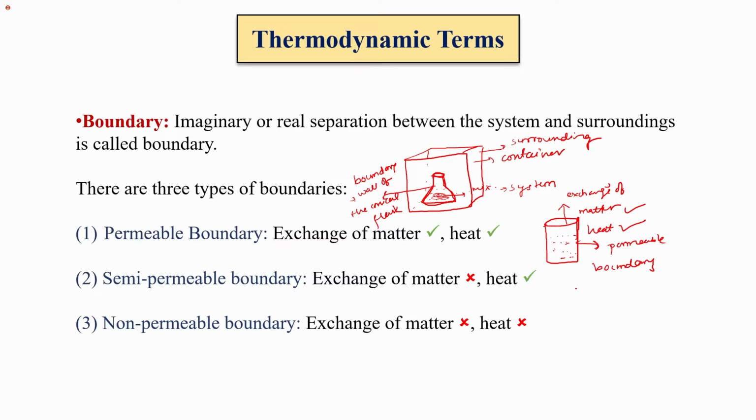A semi-permeable boundary is that boundary which only allows the exchange of heat but not the matter. Now if we close this beaker with a lid, this is a lid.